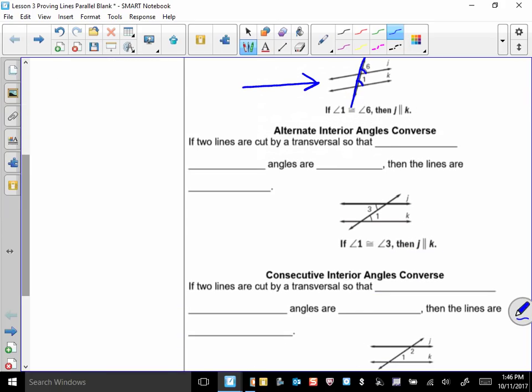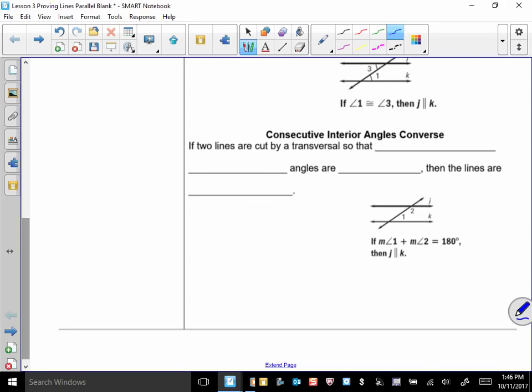All right, then we have the alternate interior angles converse that says if two lines are cut by a transversal so that alternate interior angles are congruent, then those lines will be parallel.